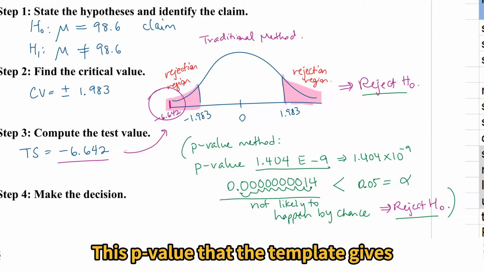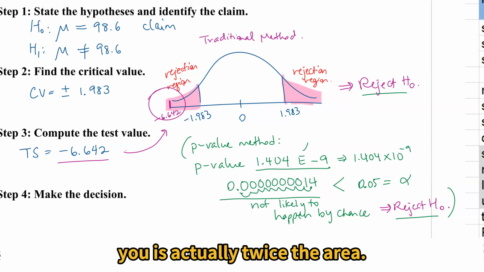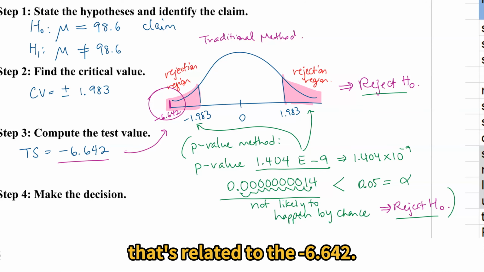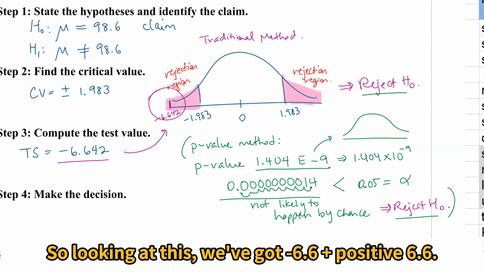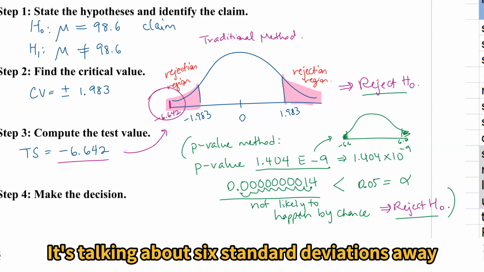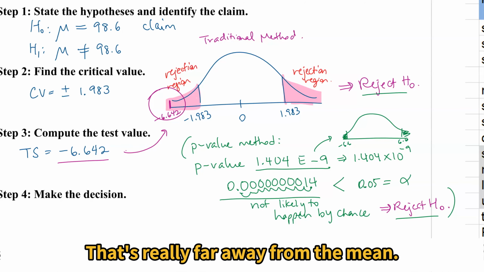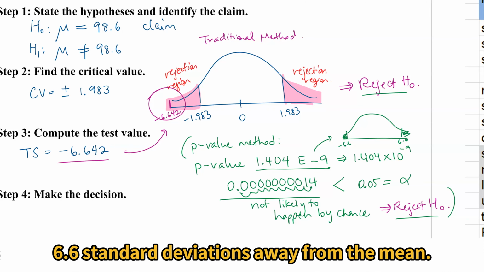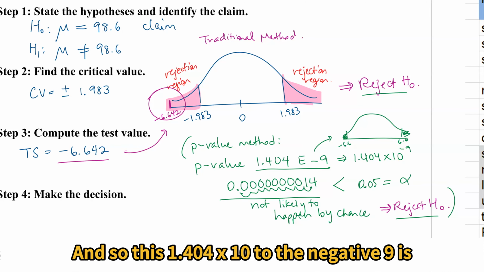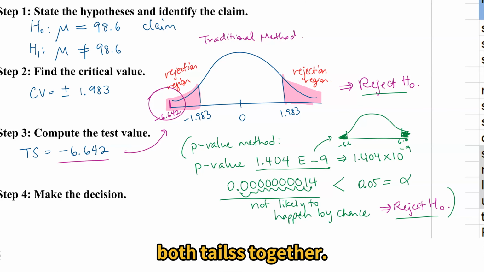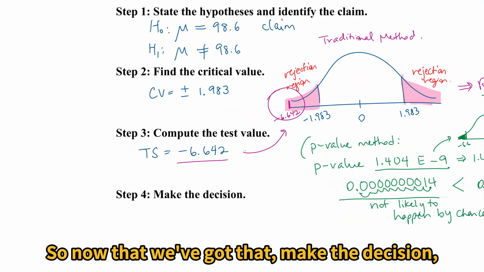This p-value that the template gives you is actually twice the area. So it's both sides of the area that's related to the negative 6.642. So let me write it this way. Looking at this, we've got negative 6.6 and positive 6.6. It's talking about 6 standard deviations away from the mean. That's really far away from the mean. 6.6 standard deviations away from the mean. And so this 1.404 times 10 to the negative 9 is talking about both of those areas together, both tails together.